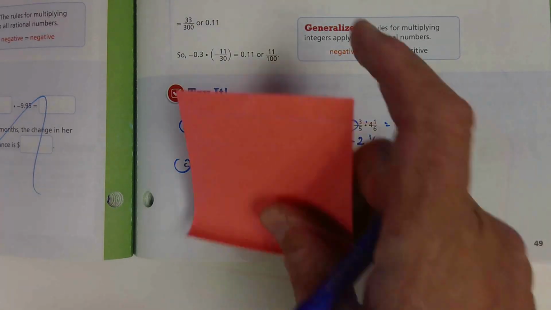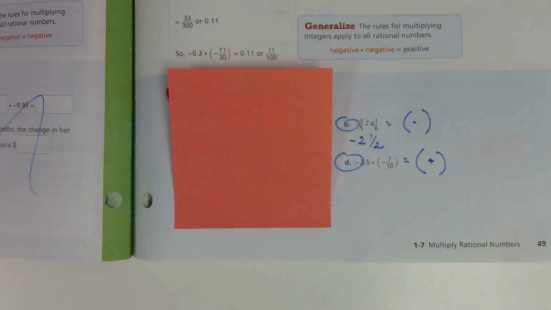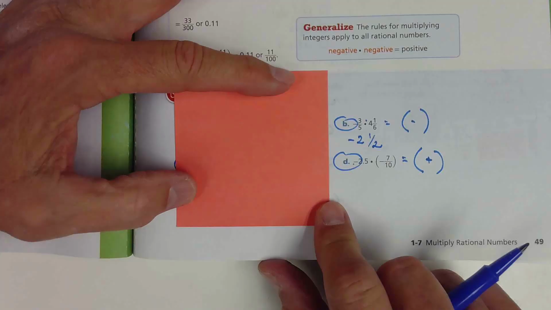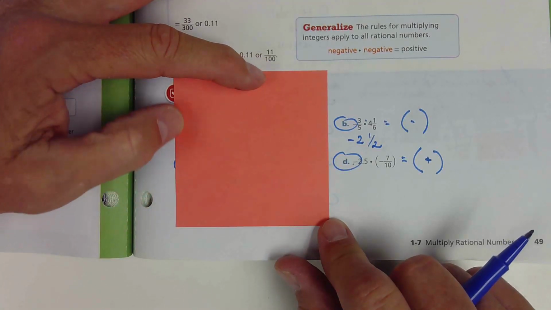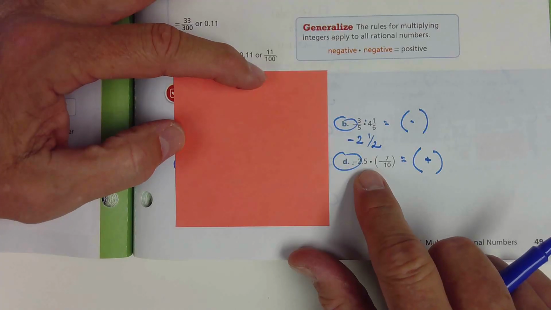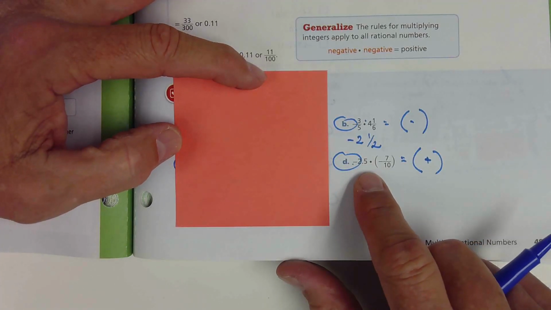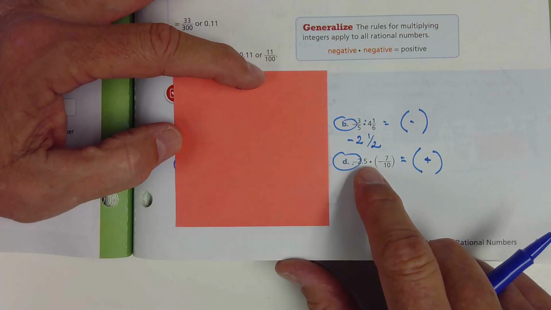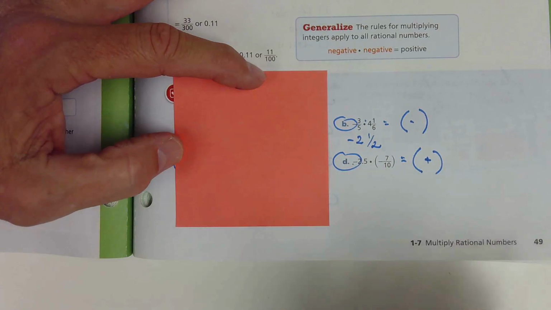All right, Mr. Scott, you're up for letter D. And how would I do that one? First you divide 7 by 10. No. Before you get a proper fraction. So we have a negative 2.5 times a negative 7/10.